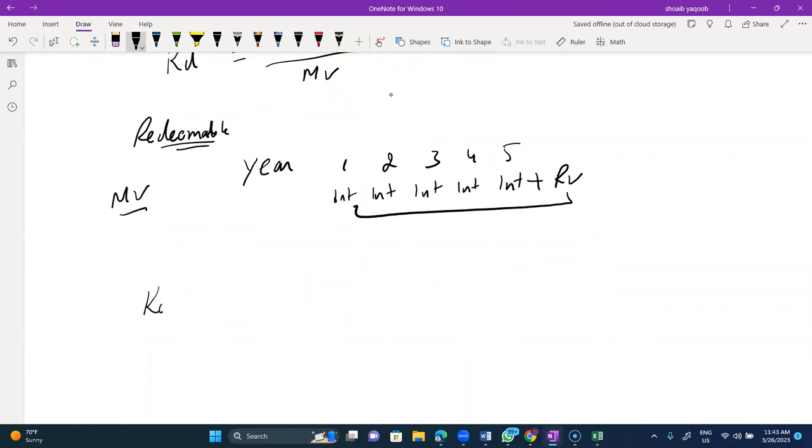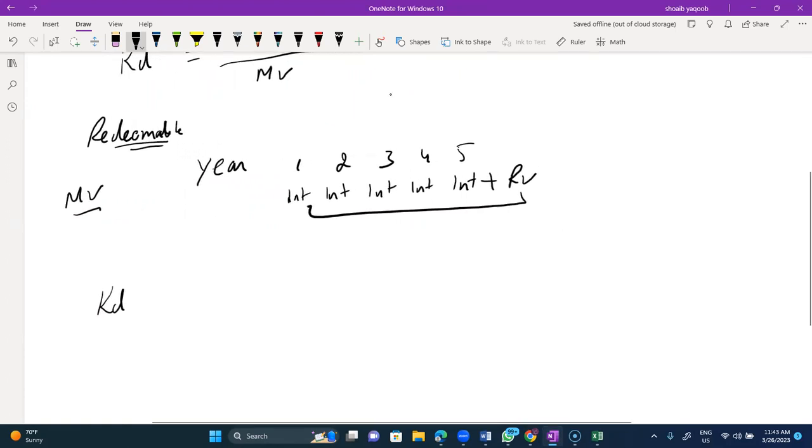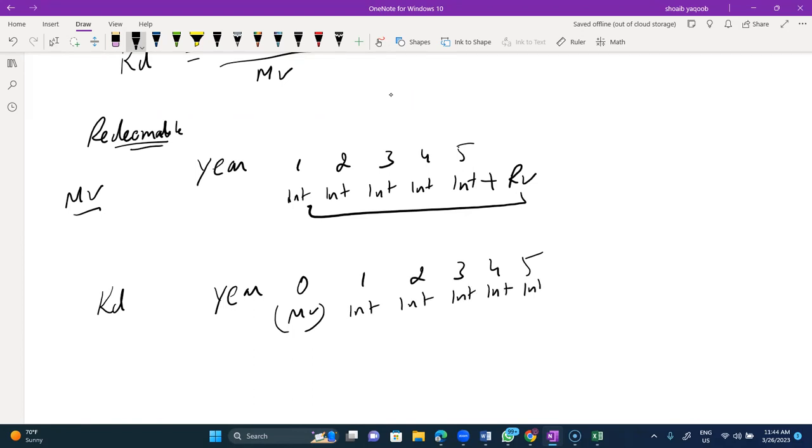But how to calculate the KD? KD or YTM? KD is like the IRR of the bond. KD is like the cost for the company and required return for the investor. Required return will always be IRR. So how to calculate that? Year 0, you will put the market value as a negative number, as you have invested in year 0 and you are getting the return in remaining years. And in the last year, you will add the redemption value. When you calculate the IRR of all these, that will be equal to KD. But remember, in KD, you will take the after tax interest. In YTM, you will take the before tax interest. That's the only difference.